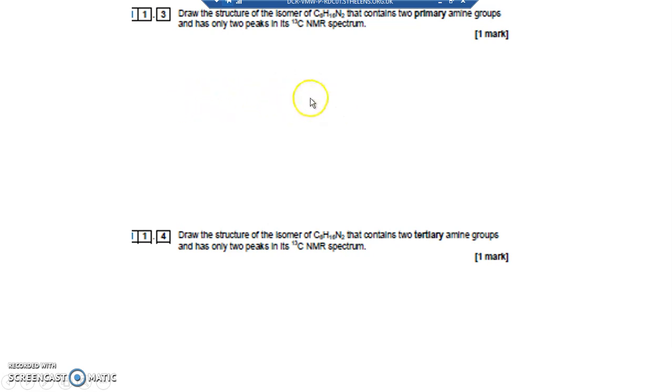Now, if it's a very, very long chain, the ones in the middle would be different environments to the ones towards the end. So it's quite a short chain that's symmetrical with 2 NH2 groups. Now, a little bit of trial and error will bring you to this then. It's just 2 carbons long with 2 NH2s, 2 primary amine groups, and 4 methyl groups, and perfectly symmetrical.